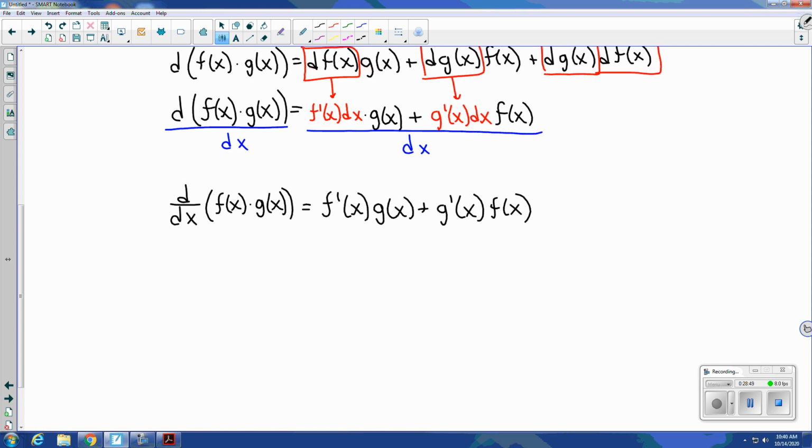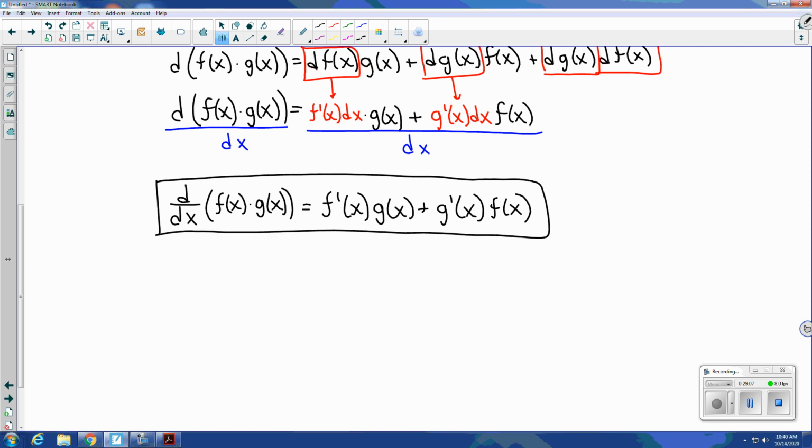So we can see the derivative, d/dx, of a product is equal to the derivative of f times g plus the derivative of g times f. Remember, our mnemonic is left d right plus right d left. There is your product formula. And that is why it is not just f prime times g prime.